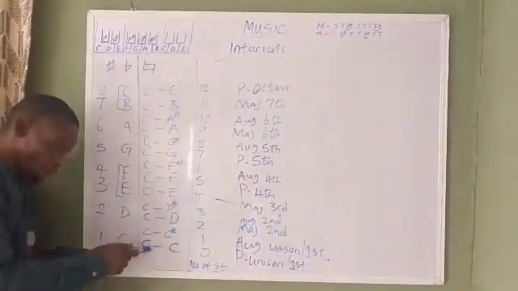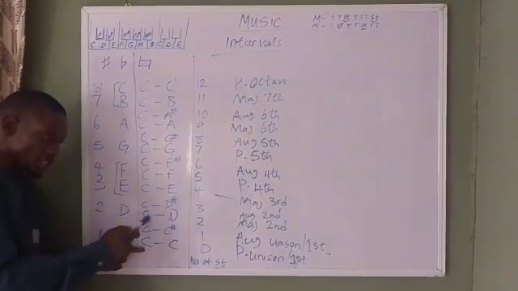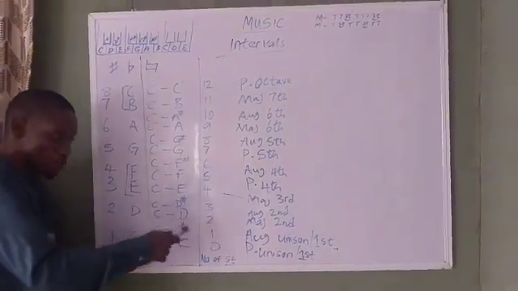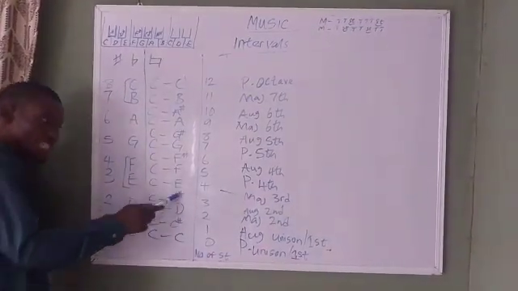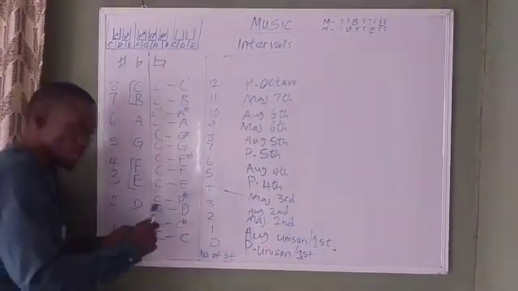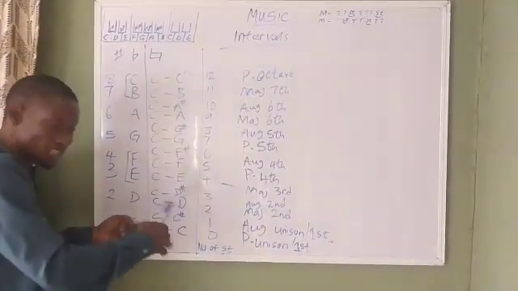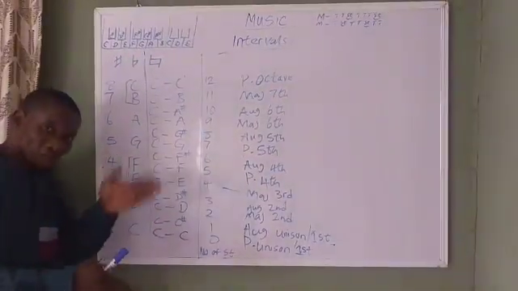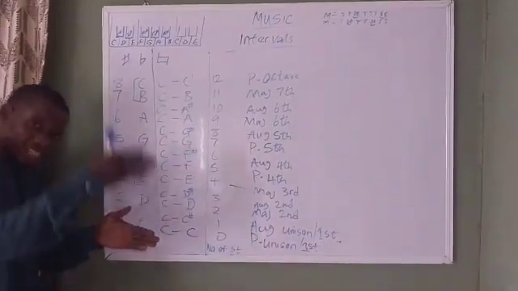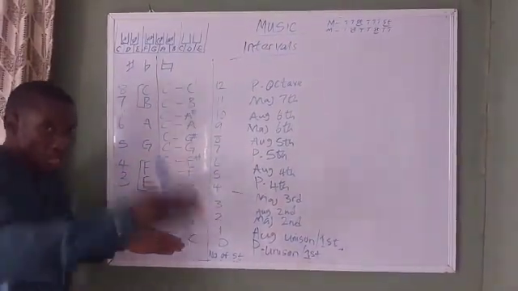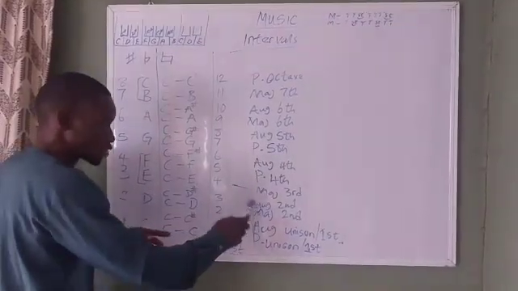If I should move further again from this C to D, you can see now C to D, I have moved 2 semitones. It's called what? A major second. If I should move from C to D sharp, I have moved 3 semitones. D to D sharp is 3 semitones. That's the intervals you do. The number of semitones that you find between C to D sharp is going to give you 3, because you have C to C sharp as 1, C sharp to D as 2, D to D sharp as 3. So that's why you have 3 semitones, and it's called what?